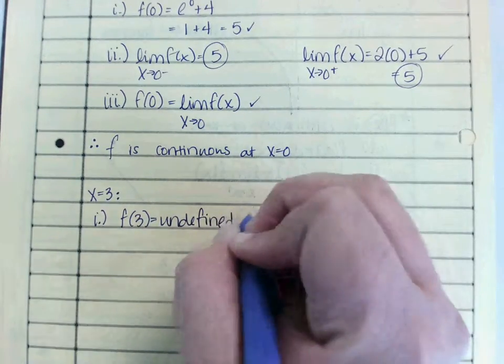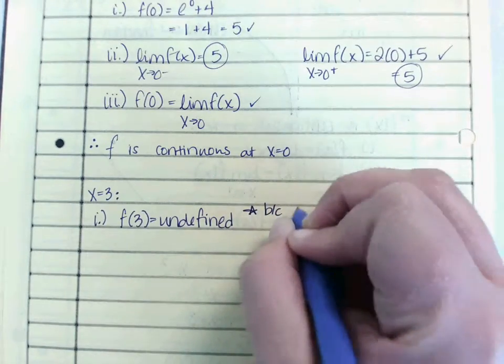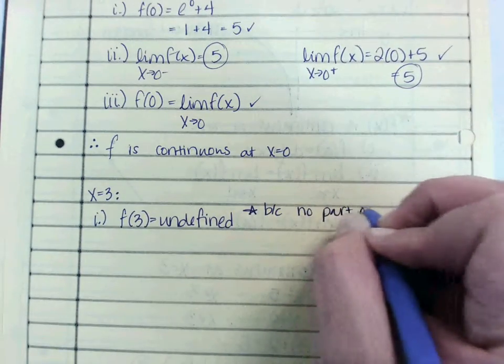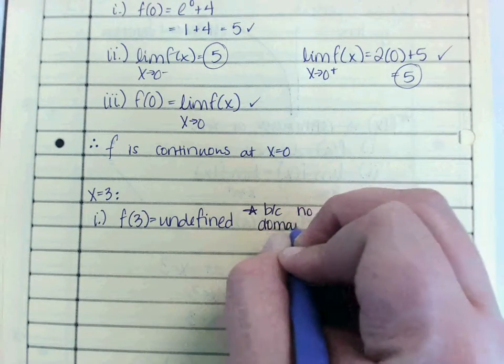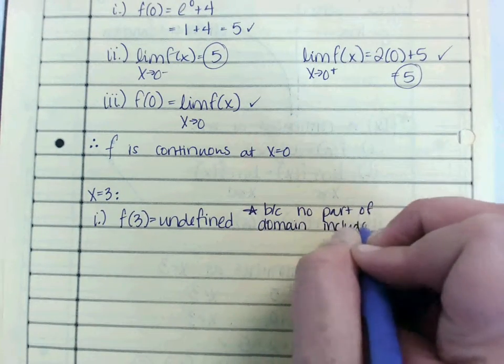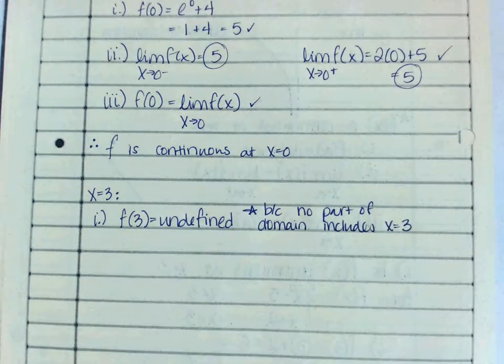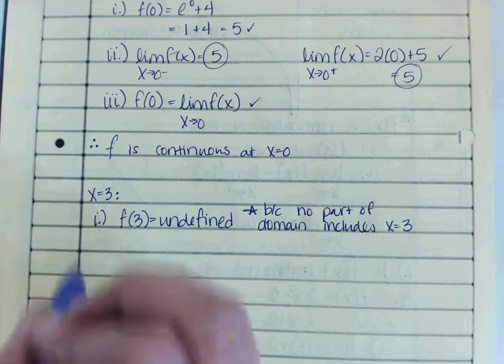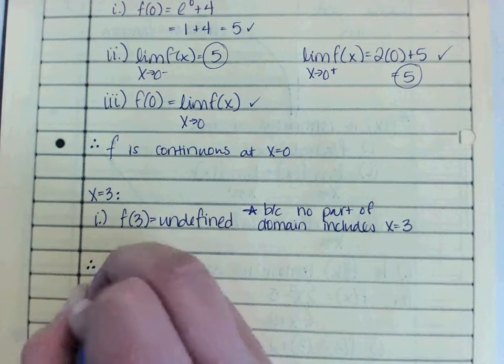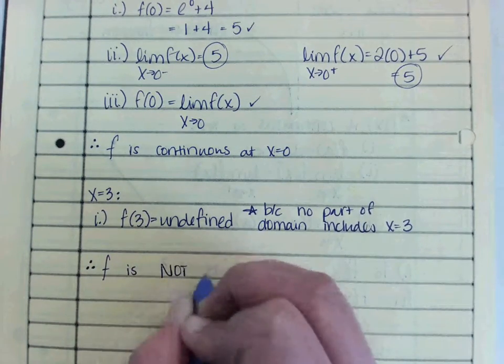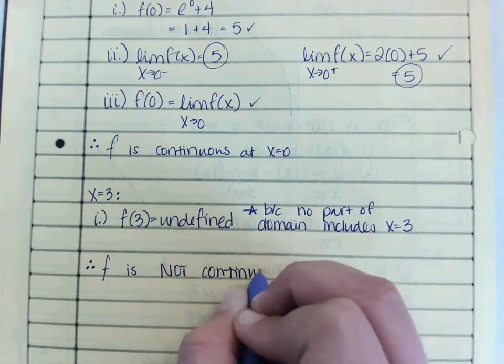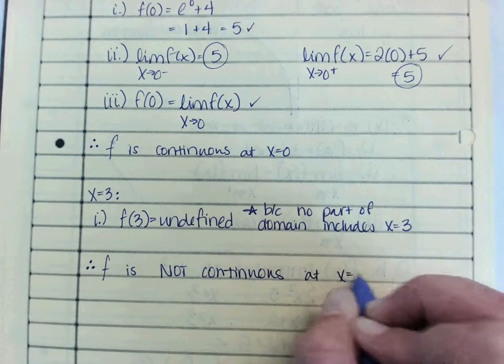Now, I'm going to put a little star here. You can write it or not. Because no part of the domain includes x equals 3. You have an x greater than 3 side, you have an x less than 3 side, but neither of them include an equal to. So if the step 1 condition is not met, what's our conclusion? Not continuous. Good. So dot, dot, dot, therefore f is not continuous at x equals 3.